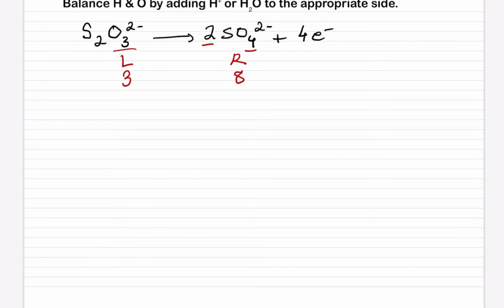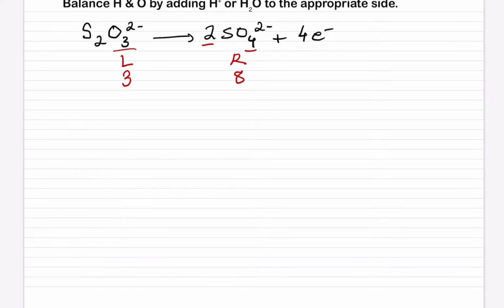S2O3 2- will yield 2SO4 2- plus 4 electrons. Now let's count the number of oxygen on both sides. We can put L for left side and R for right side. Left side, how many oxygen are there? We'll see there are 3 oxygen. And right side, 4 into 2, 8 oxygen.